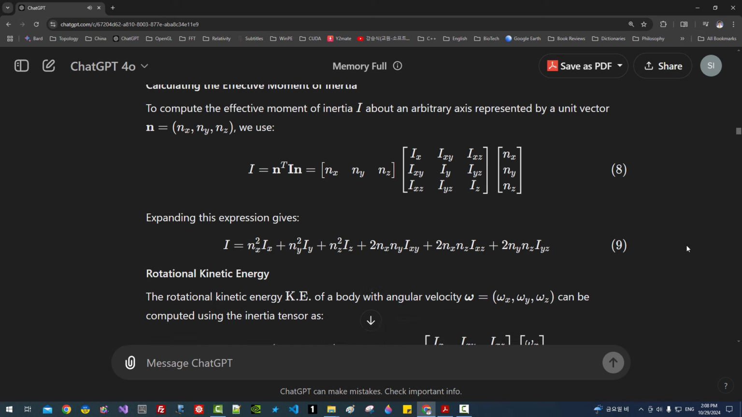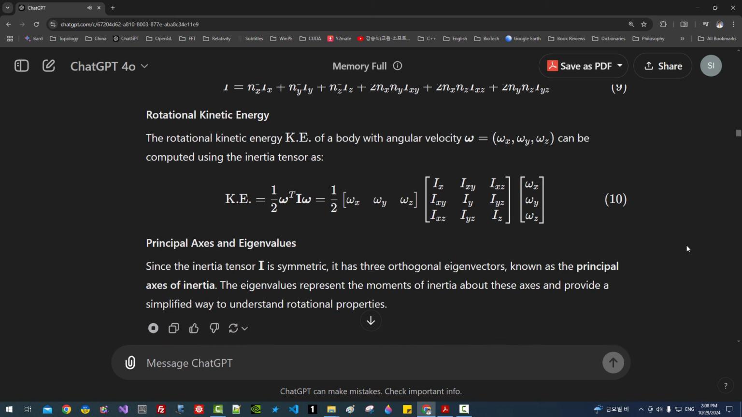Tag 9. Rotational kinetic energy. The rotational kinetic energy of a body with angular velocity omega equals (omega x, omega y, omega z) can be computed using the inertia tensor as K equals one half omega transpose I omega, which is one half times the row (omega x, omega y, omega z) times the matrix with rows (Ix, Ixy, Ixz), (Ixy, Iy, Iyz), (Ixz, Iyz, Iz), times the column (omega x, omega y, omega z), tag 10.